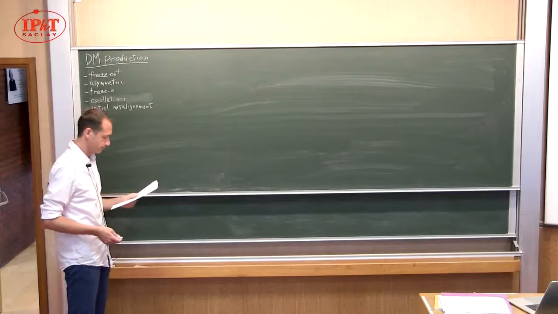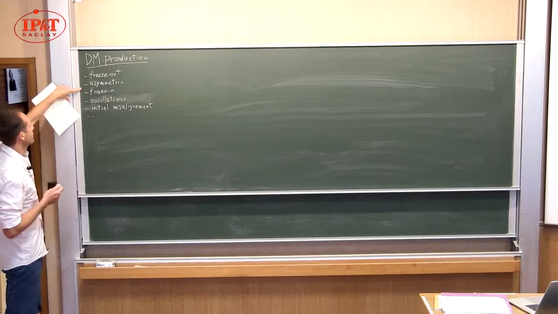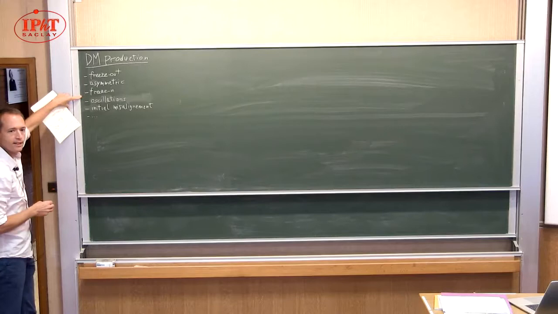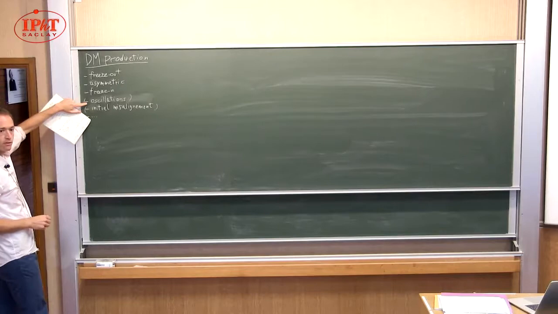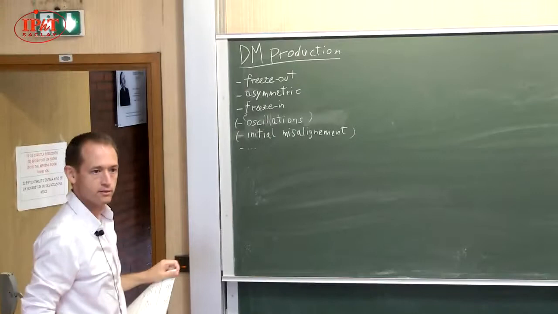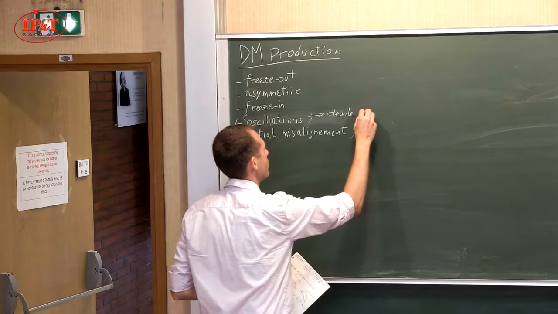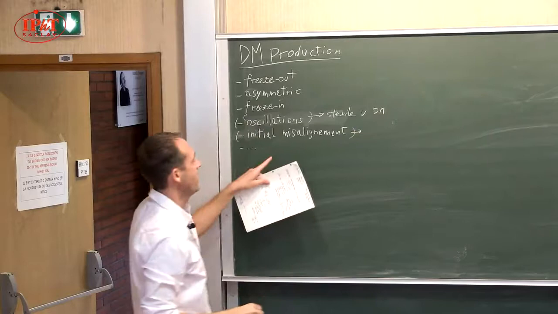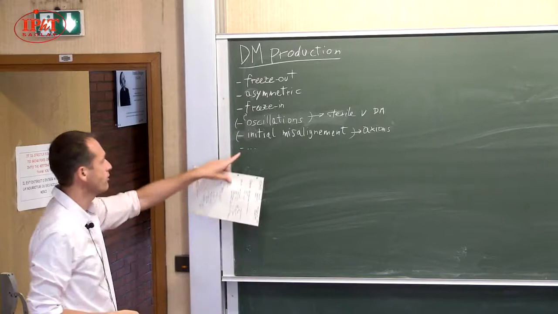Okay, so I'm going to discuss the first three of these: the freeze-out mechanism, or thermal relic production, the so-called asymmetric dark matter production, and the so-called freeze-in mechanism. I don't think I will have time to cover these other two mechanisms, so just a few words. Oscillations typically apply to the case of sterile neutrinos, which are a candidate of which I will talk a little bit possibly next week, and can be considered, in some sense, a subset of the freeze-in mechanism. And the mechanism of initial misalignment applies essentially to the case of ultralight, typically bosonic particles, for instance axions and other similar candidates. So I'm not going to discuss these two mechanisms.